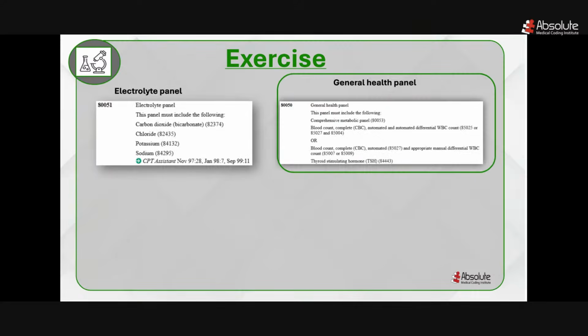Okay, I've got one more example for you. Over here, we have electrolyte panel and general health panel. Which one do you code for? Do you code for an electrolyte panel or a general health panel? Okay, this one is going to be an interesting one.